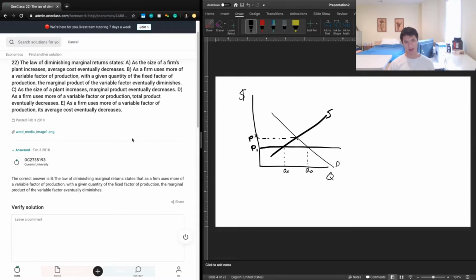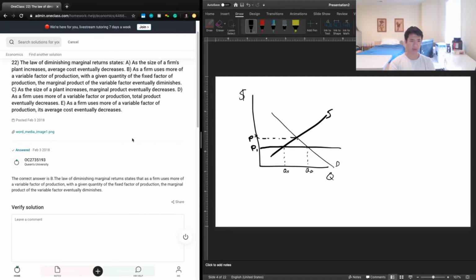And second, average cost eventually decreasing refers primarily, I would say, to economies of scale. As the size of a firm's plant increases, average cost is going to decrease to a certain extent, but as you continue to increase, the average cost is still going to increase overall, because the law of diminishing marginal returns states that it becomes more expensive to incorporate fixed or variable factors of production over time. And so we would not necessarily see average cost decreasing forever. So we're not going to favor choice A.